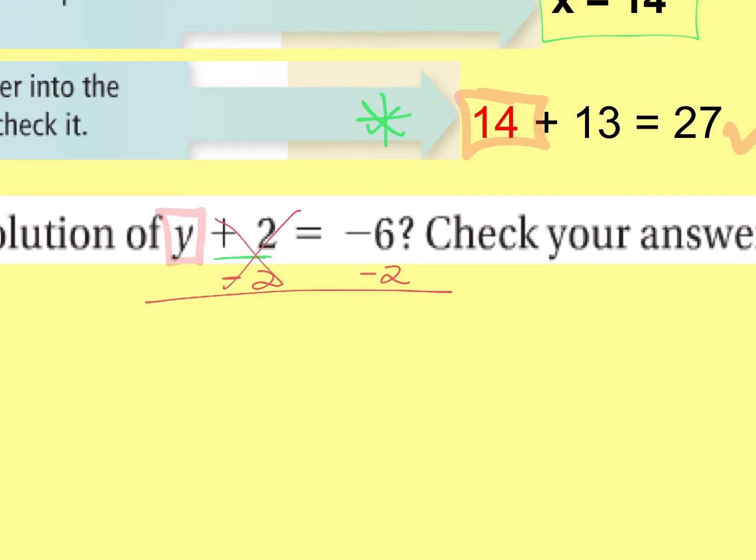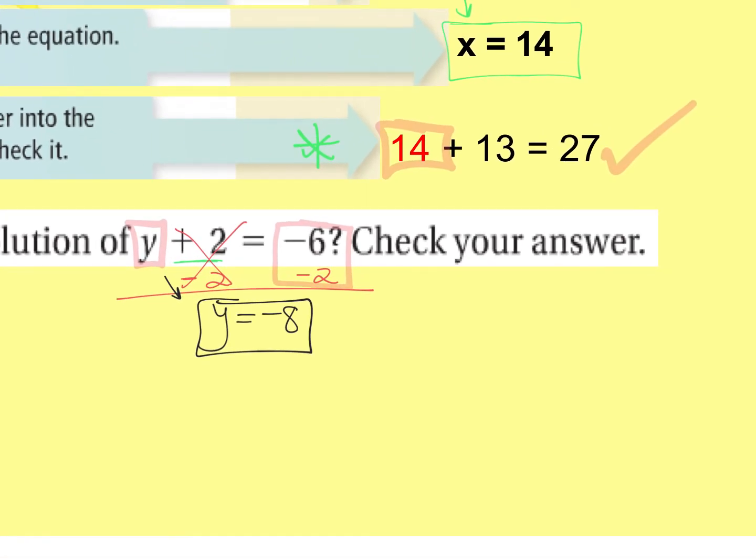Positive 2 and negative 2 cancels out. Y comes down, there's my equal sign, and on the right hand side of this, guys, I'm just combining negative 6 and negative 2, so that gives me a negative 8. That's going to be my solution.